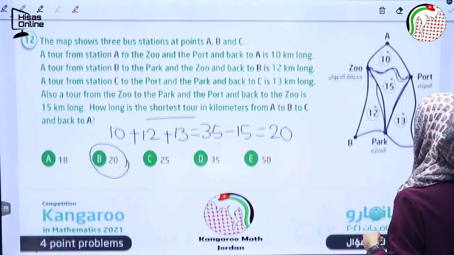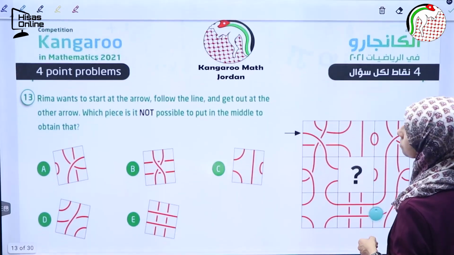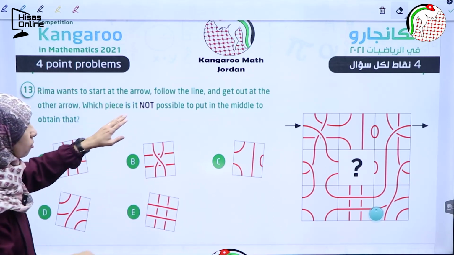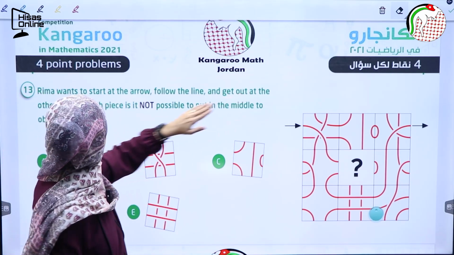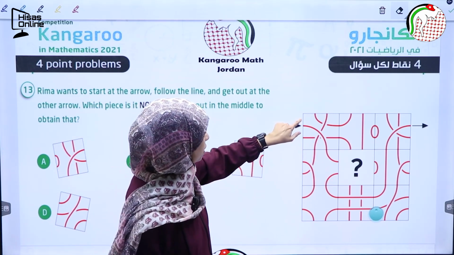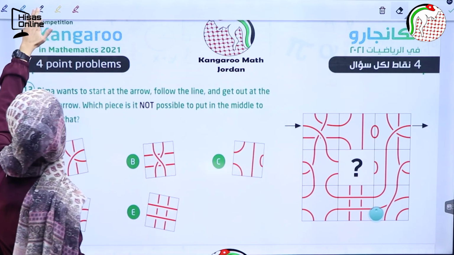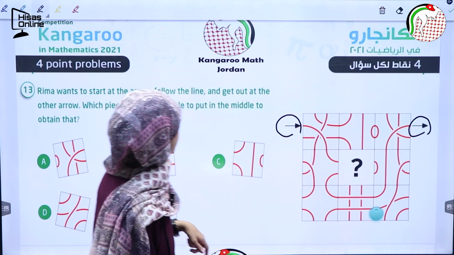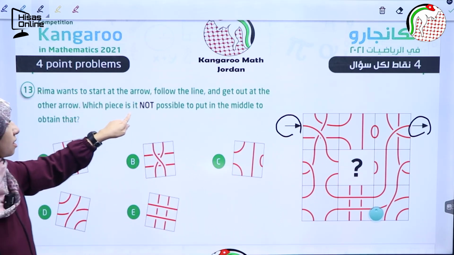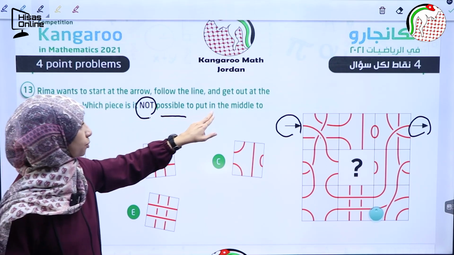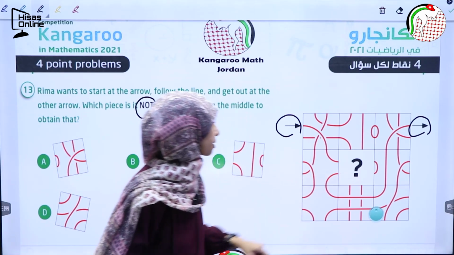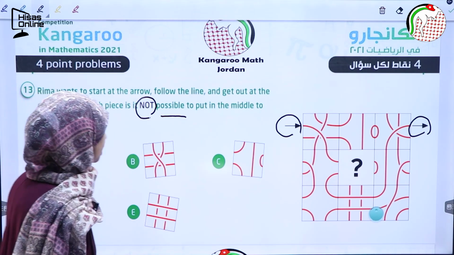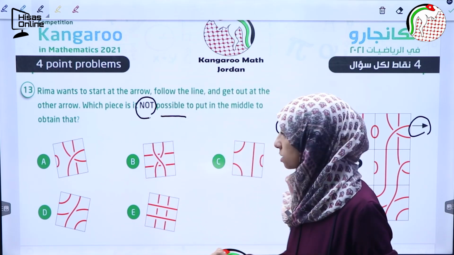Let's move to question number 13. Rima wants to start at the arrow, follow the line, and get out at the other arrow. So on this map, she wants to start at this black arrow here and get out from the other side. Now, which piece is not possible to put in the middle here to replace the question mark to obtain that purpose? Now let's see the options here, A, B, C, D, and E, and let's decide.